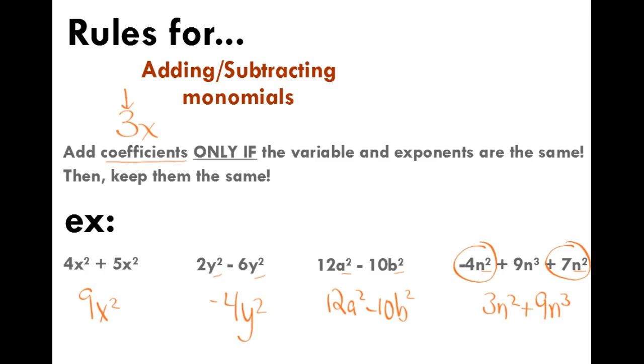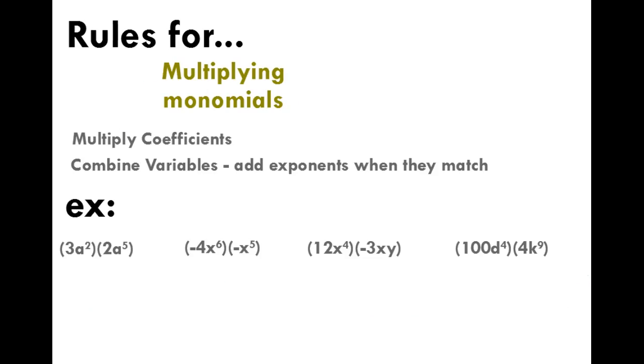We're going to move on to the second one, which is multiplying monomials, and this is where it gets a little different. There's a new rule that you probably haven't had to do too much with. So the rule is to first multiply the coefficients. No matter what, you multiply the coefficients, and then combine variables. So that means if there's an a and a b, you just stick them together as ab. And you also add exponents when they match. And you'll see that in the very first one here.